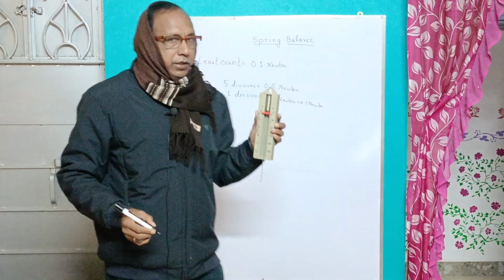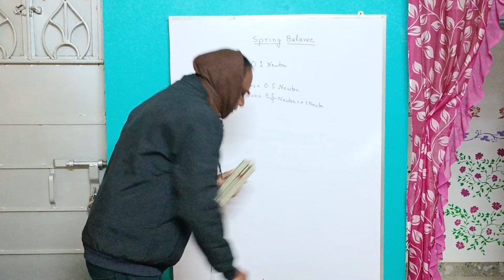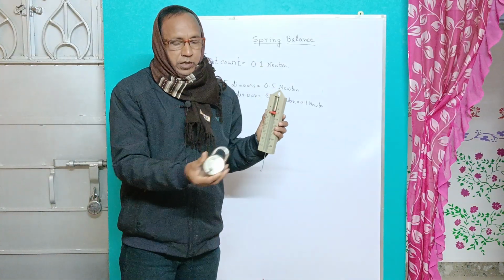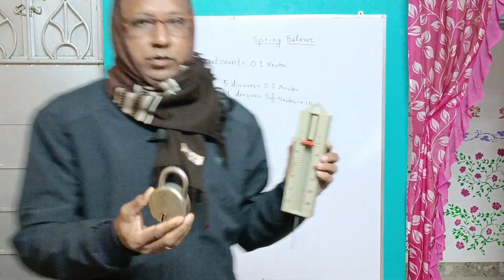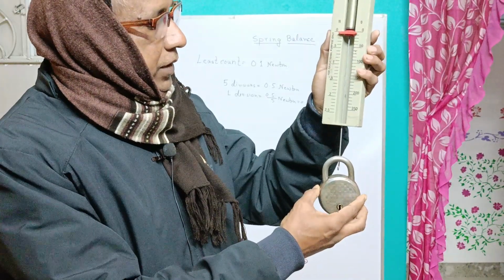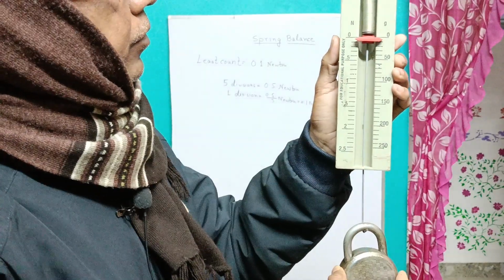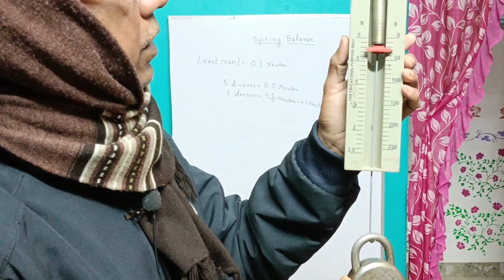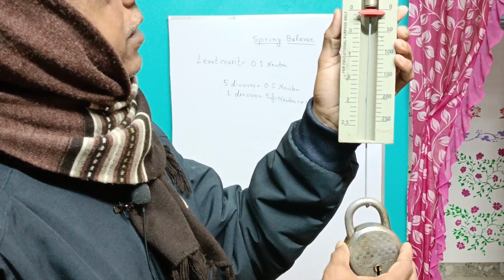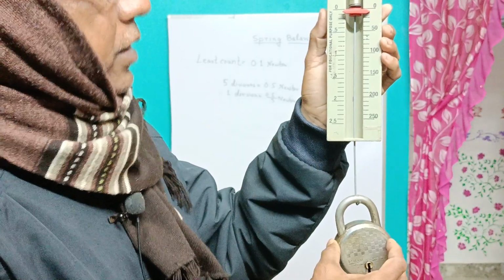Now we shall try to measure the weight of an object with this spring balance. Let us find out how we can do it. Here you see, this is an object and we want to measure the weight of this object, right? Let us see what the weight is. Whenever we put this on the hook, the spring extends because the earth is attracting this object towards the center of the earth.